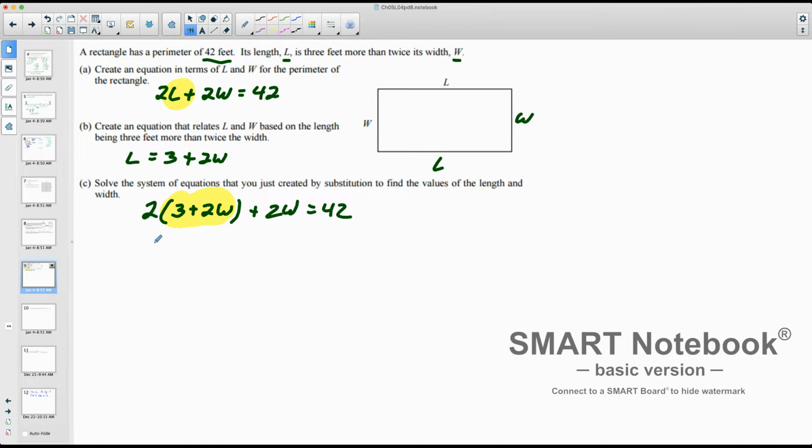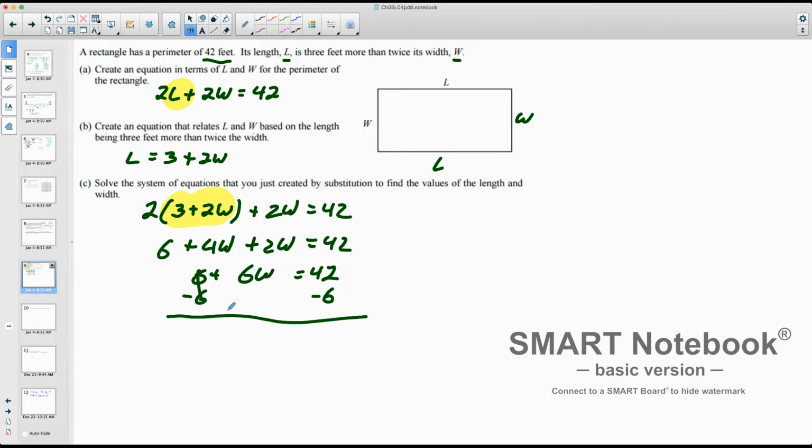We distribute. So this is beginning to look like equations that we've seen before. We now have one equation with one variable. Combine like terms on the left. Subtract 6 from both sides. 6W equals 36. Divide by 6. And we get W equals 6.